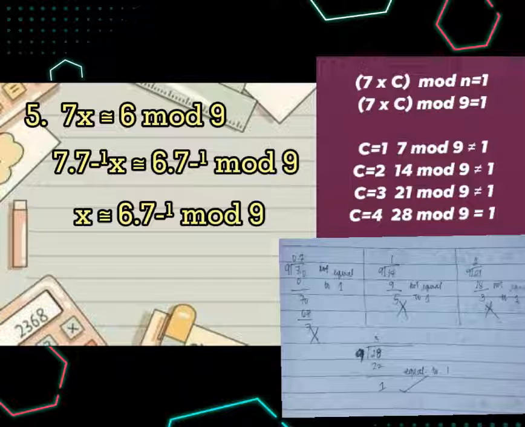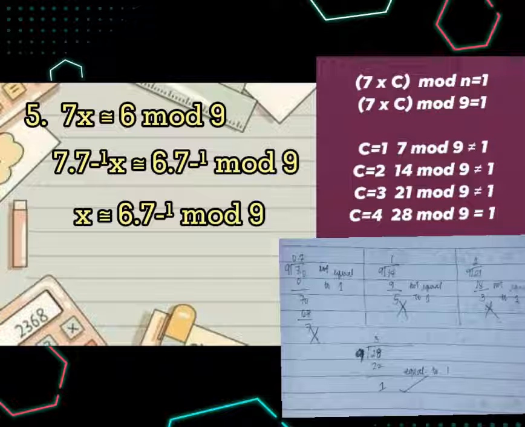7 mod 9 is not equal to 1. If c equals 2, 14 mod 9 is not equal to 1. If c equals 3, 21 mod 9 is not equal to 1. If c equals 4, 28 mod 9 is equal to 1. Why is it equal to 1? Because 28 divided by 9 is 3 and the remainder is 1. So, it is equal to 1.